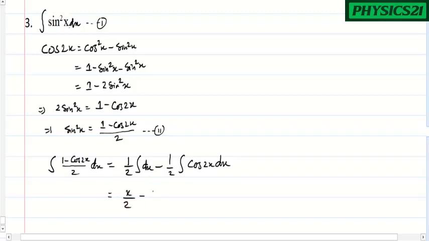Now here, 1 by 2, the integral coefficient of cos 2x will be sin 2x divided by 2. Constant of integration will also be there. So finally we have x by 2 minus sin 2x divided by 4 plus c. That will be the integral coefficient for the given function.